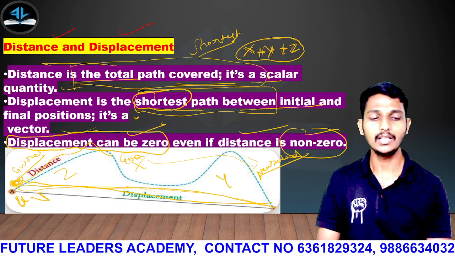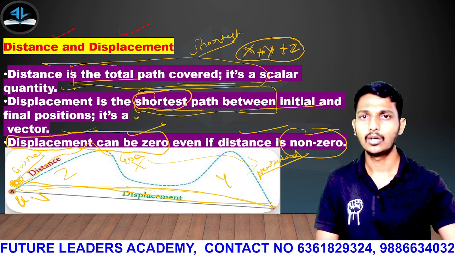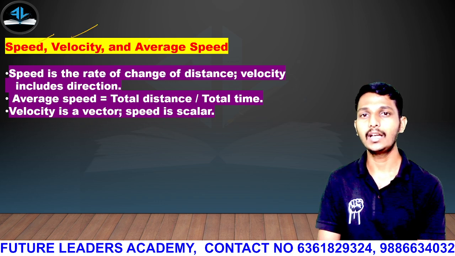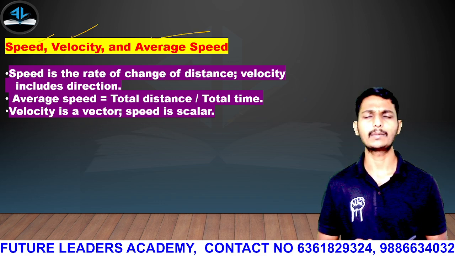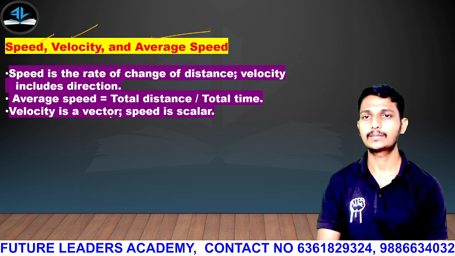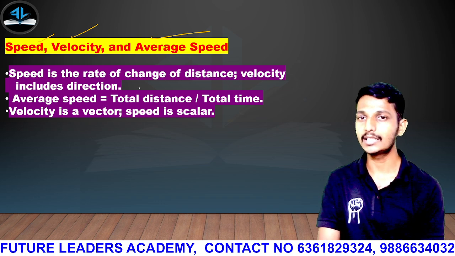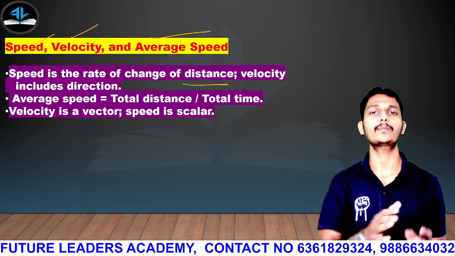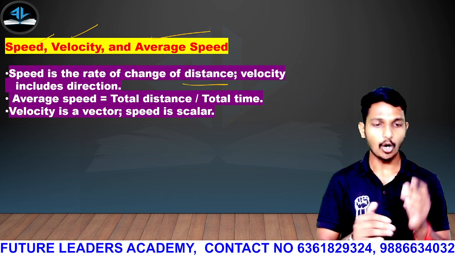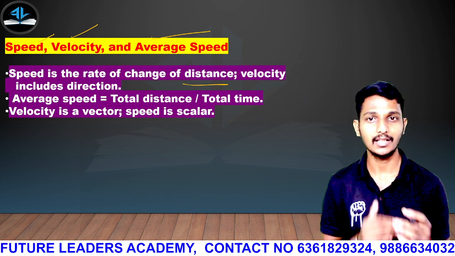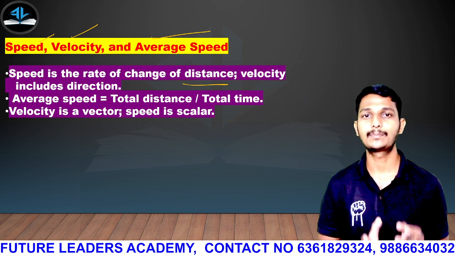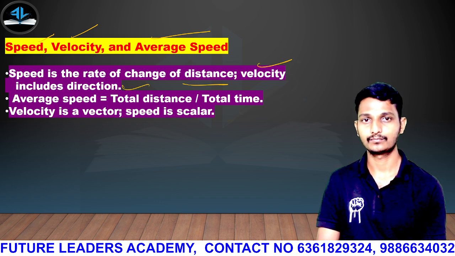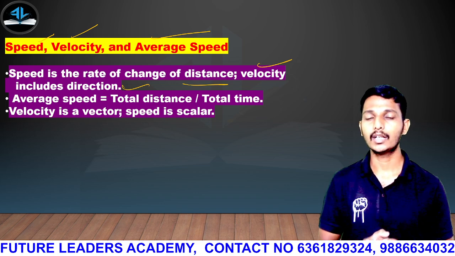Clear? This is the distance and displacement, guys. Okay, and the next thing is speed, velocity, and average speed. You have to understand what speed is. Listen, speed is the rate of change of distance. It means how much distance you are traveling in a given time. So that is the speed. And velocity means it includes the direction.